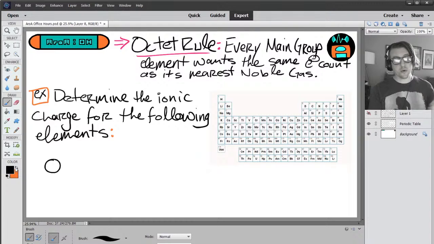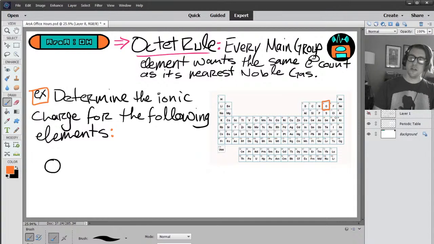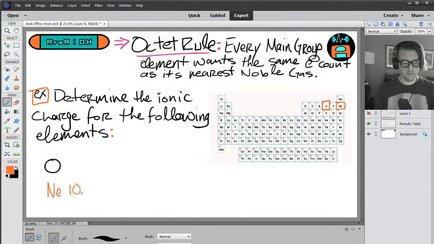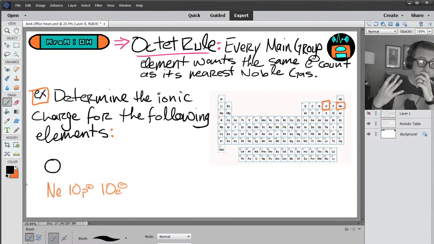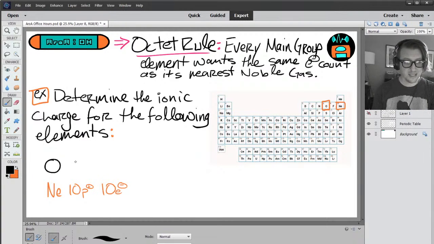All right. So if you're going to determine the ionic charge for oxygen, you need to locate and compare it to its nearest noble gas. And for oxygen, that nearest noble gas is neon. All right. And neon has 10 protons and 10 electrons, because that's the atomic number. Now, when oxygen is an element, it has 8 protons and 8 electrons. All right?